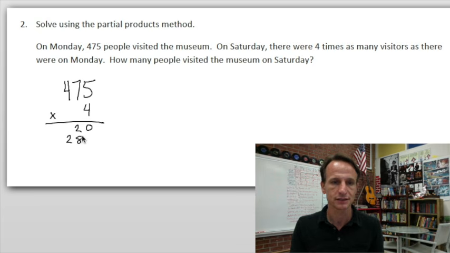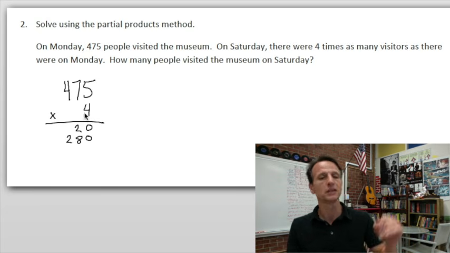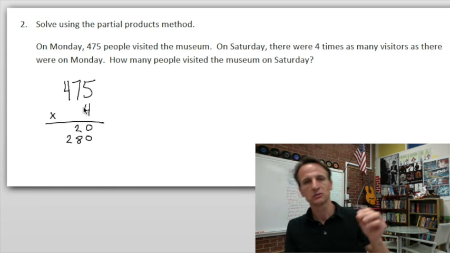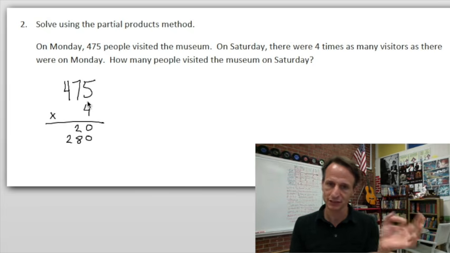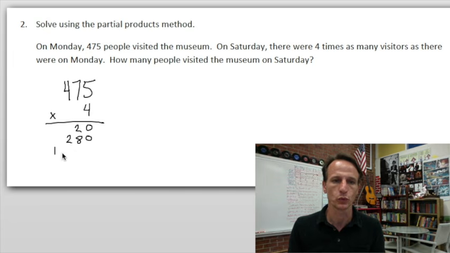Very nice. And then lastly, 4 times 400, right? 4 times 4 times 100. 4 times 4 is 16, times 100 is 1600s. 1,600 in standard form. And we just combine these 3 partial products. See how fast this is going?